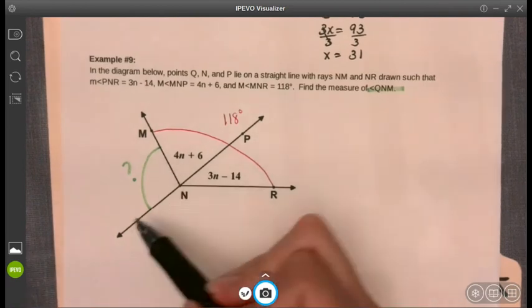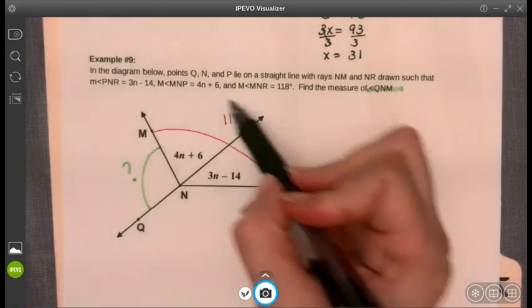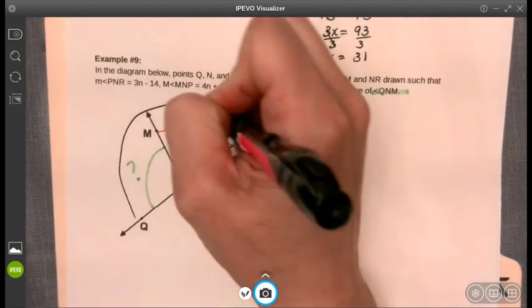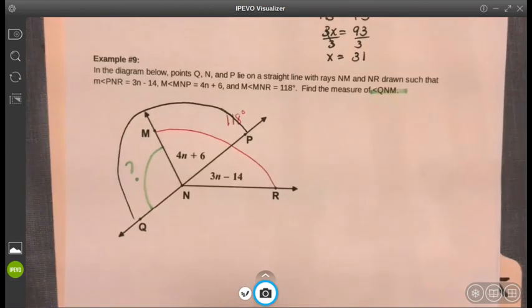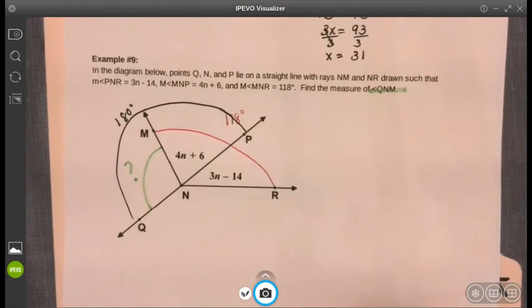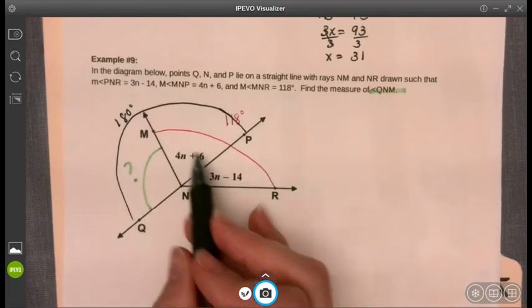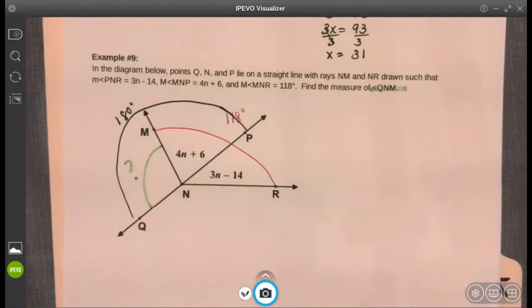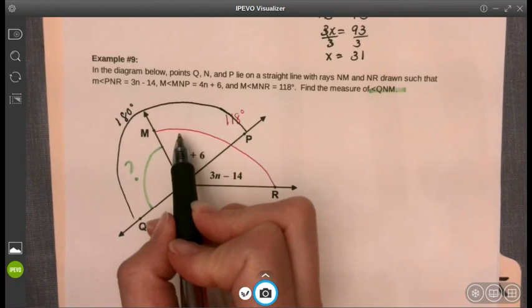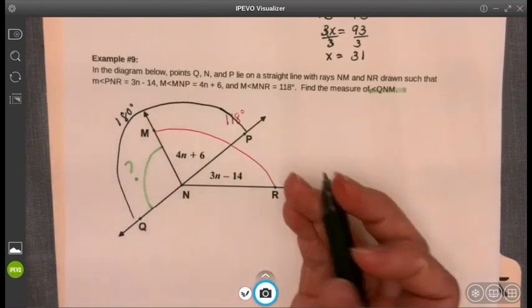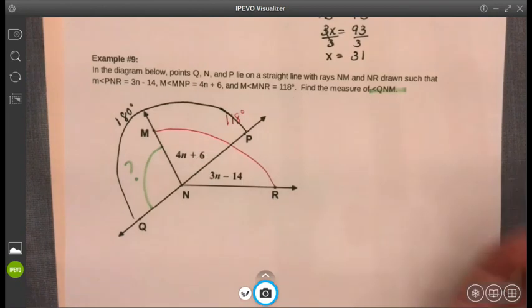We do know that QNP is a straight line. So we do know that all of this, of course I did not mean to go right through that, but I did, is 180 degrees. So at first glance, you might be going, okay, how is them giving me these two things as expressions possibly going to give me that angle? Well, since they are telling me what these two angles added together are, I can set up an equation to find n. So let's just do that.